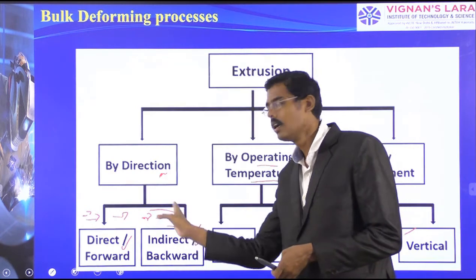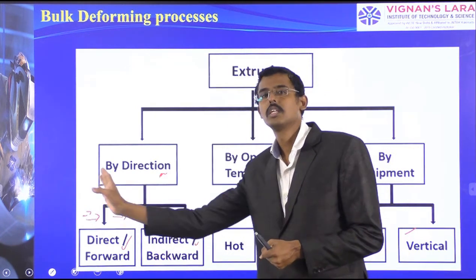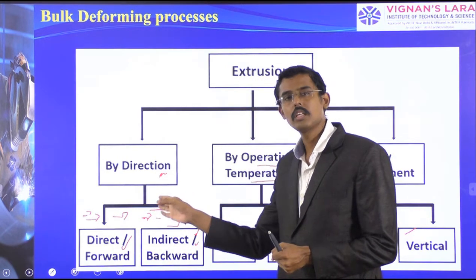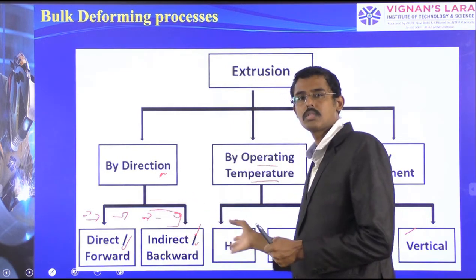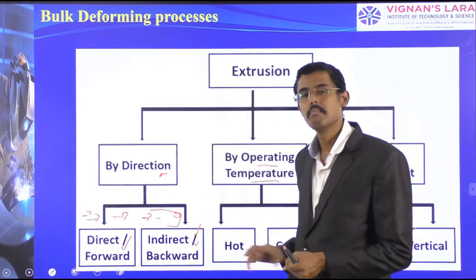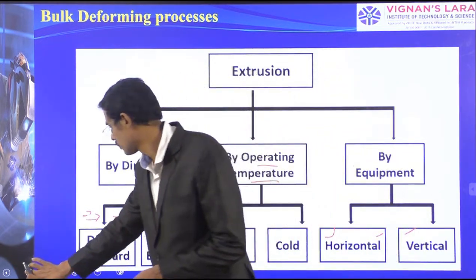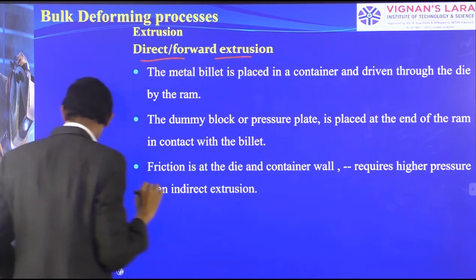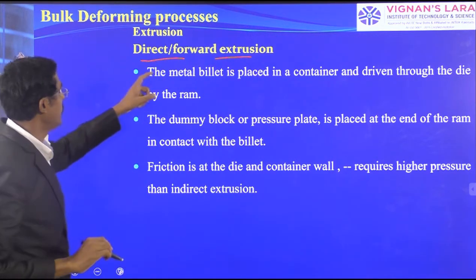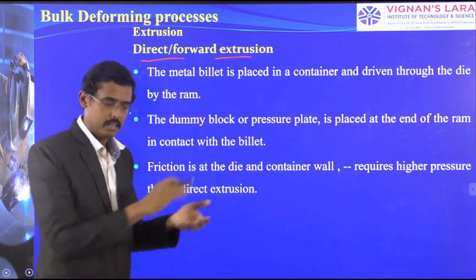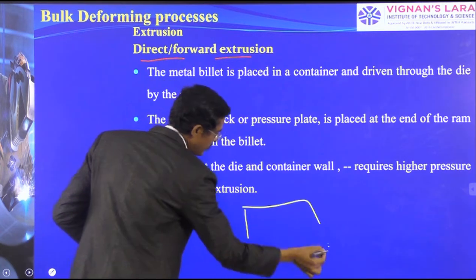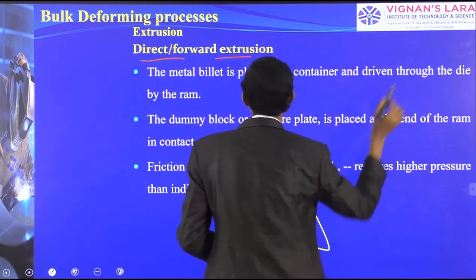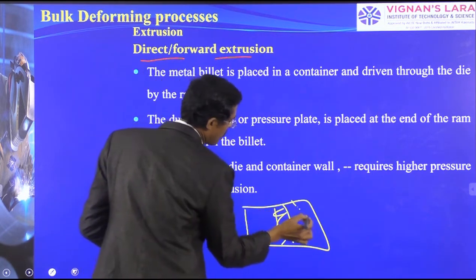When the force is applied in the same direction as the product comes out, it is called forward extrusion. When the product comes out opposite to the applied force, it is backward extrusion. One by one we will look over. Number one I have taken is the forward or direct extrusion process. The metal billet is placed in the container. Yes, we know we have kept it inside the container. We have kept the material here and it is driven through the die by a ram. We have a die also here.